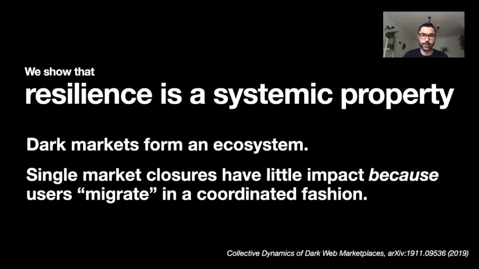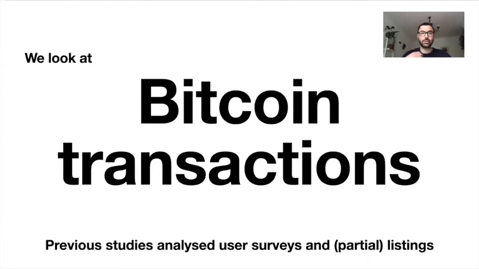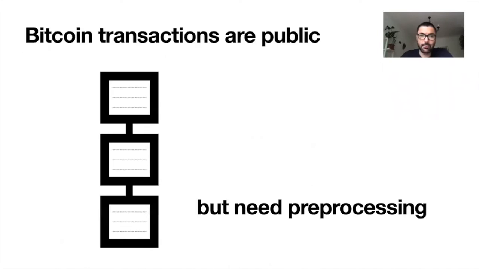Now, of course, I'm going to tell you all the details. So, data. First of all, it's important to stress that we look at Bitcoin transactions. This is important because previous studies analyzed user surveys and partial listings. We can really look at the fluxes of money inside those markets. Why is this an achievement in itself? Well, because Bitcoin transactions are public. You don't need to be familiar with Bitcoin. Bitcoin is a cryptocurrency, and you know all the transactions that have ever been made there.